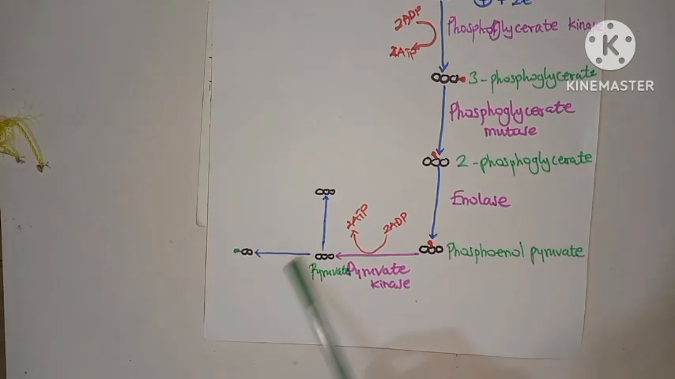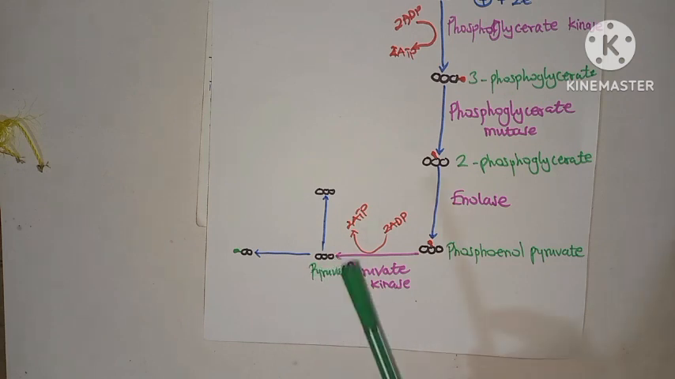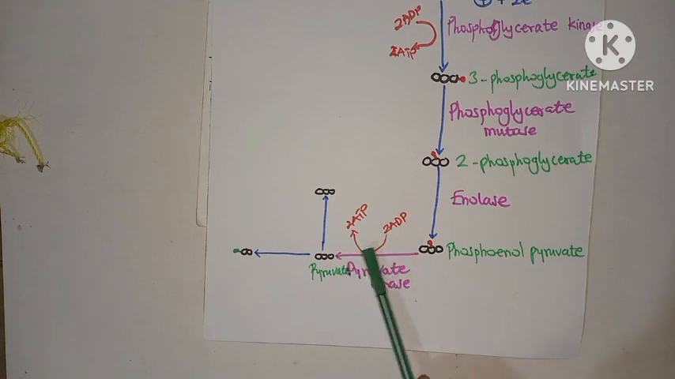This pyruvate molecule is a 3-carbon molecule, and it can divert to 2 different pathways. So what is the actual fate of this pyruvate molecule? It can get converted to 2 different molecules. One is during anaerobic condition, or no oxygen, and the other is during aerobic condition, or when there is oxygen.